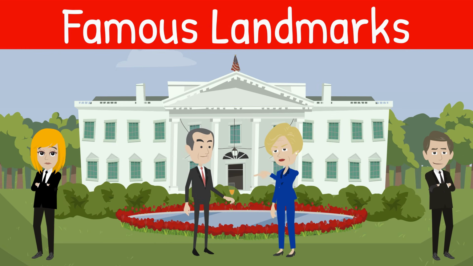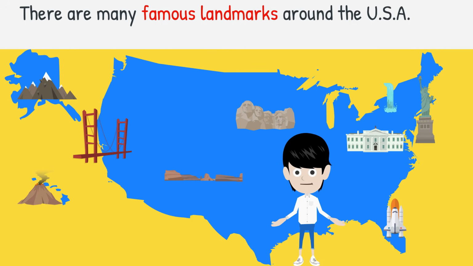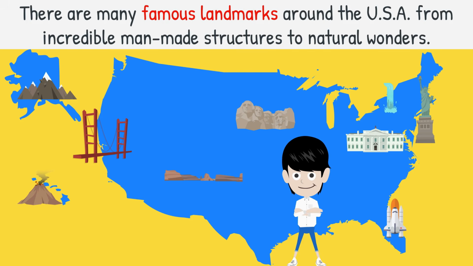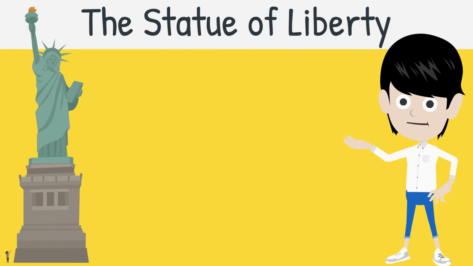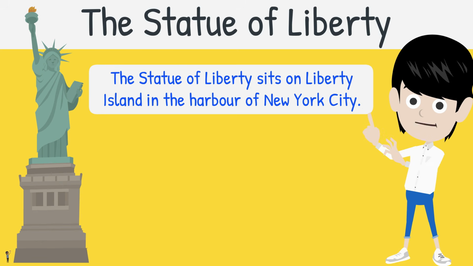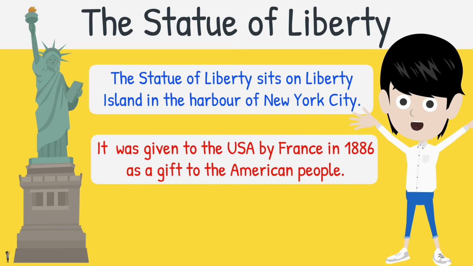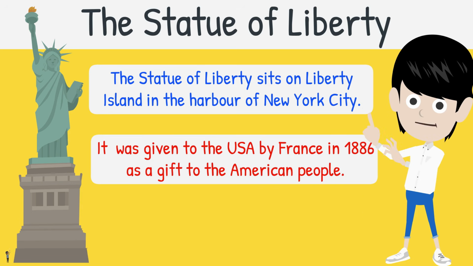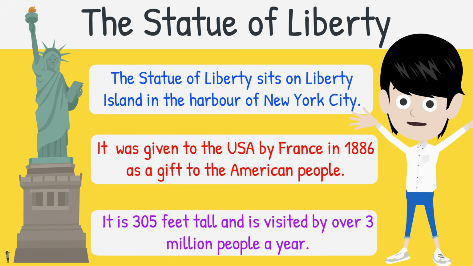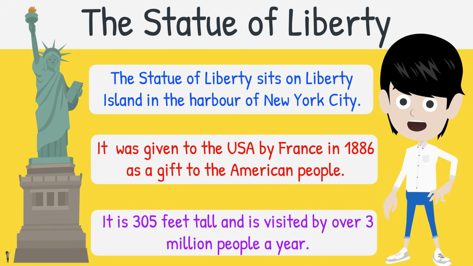Famous landmarks. There are many famous landmarks around the USA, from incredible man-made structures to natural wonders. The Statue of Liberty. The Statue of Liberty sits on Liberty Island in the harbour of New York City. It was given to the USA by France in 1886 as a gift to the American people. It is 305 feet tall and is visited by over 3 million people a year.